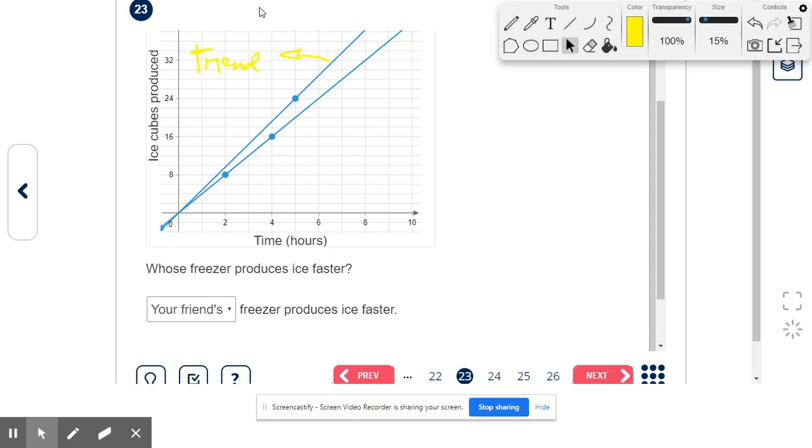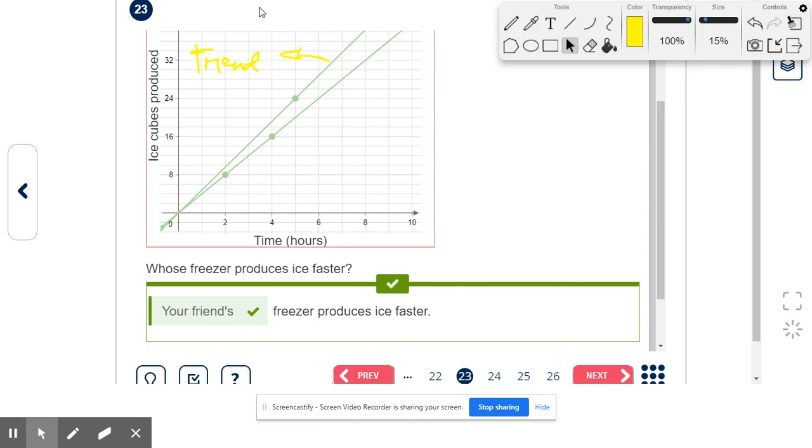There you go. Now let's check. And voila, it's right.